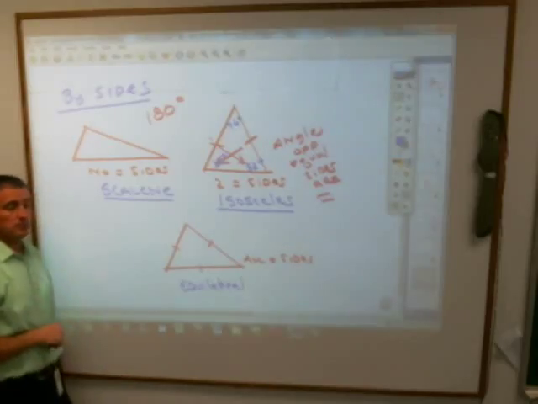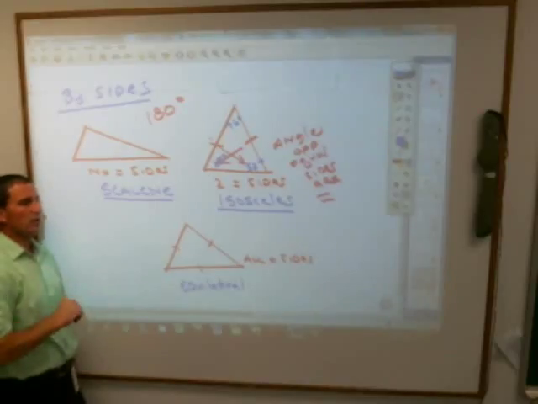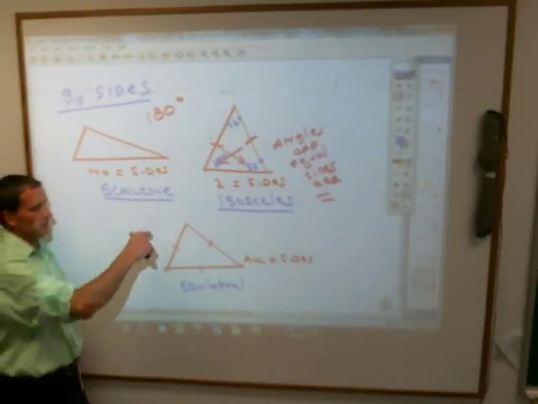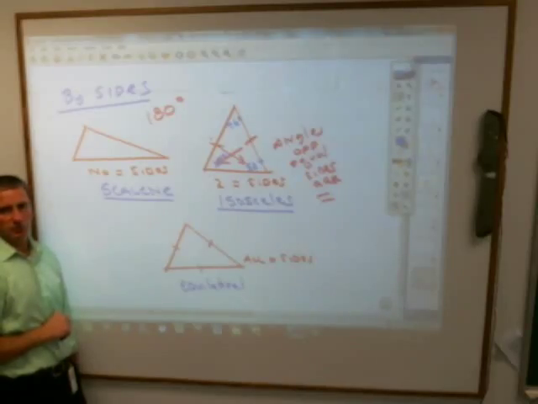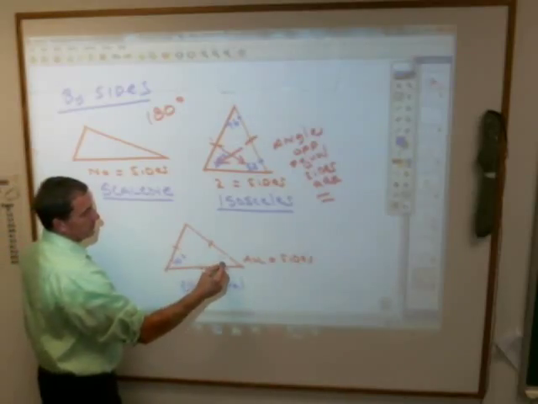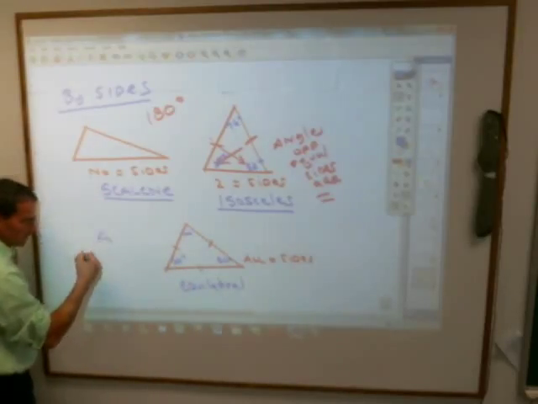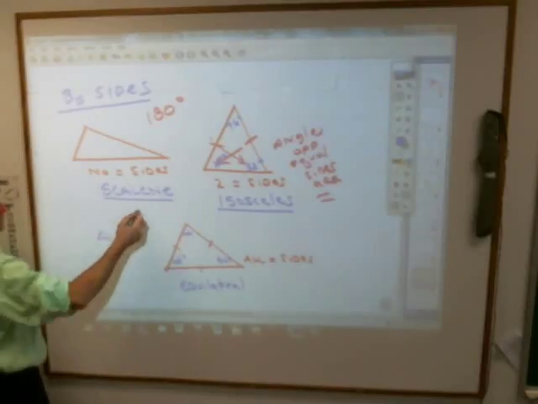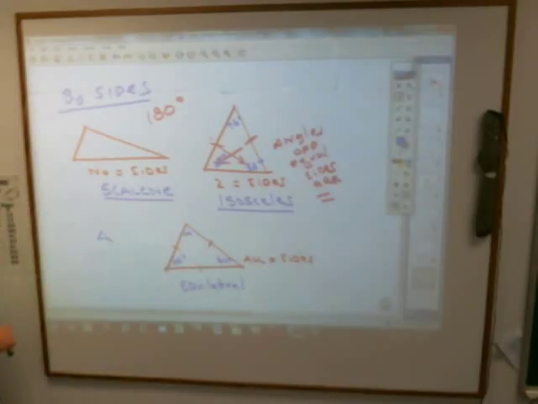And then with equilateral triangles, guess what? Equilateral triangles always have 3 equal angles in them, for the same reason. Any idea what every angle in an equilateral triangle has to be? No matter what size you draw it, Marco, it's exactly 60 degrees. No matter how big the triangle is, you can make a little teeny tiny equilateral triangle, every angle is going to be 60 degrees. You can make the world's largest equilateral triangle, every angle is going to be 60 degrees. Got that?